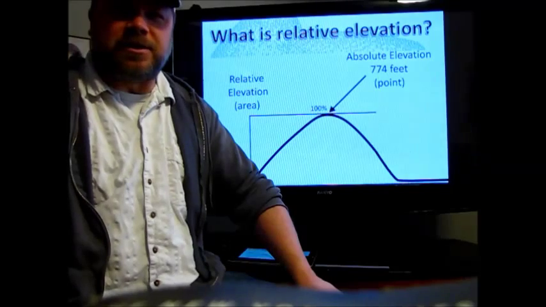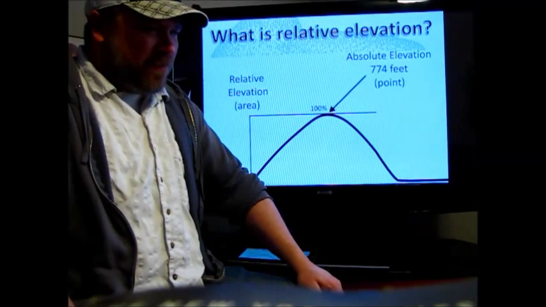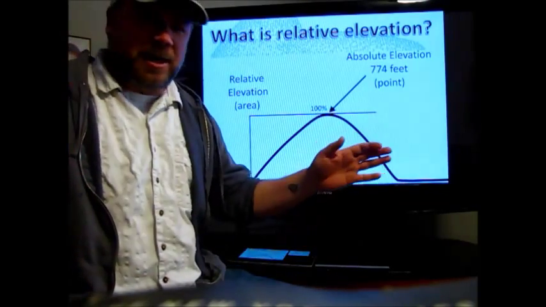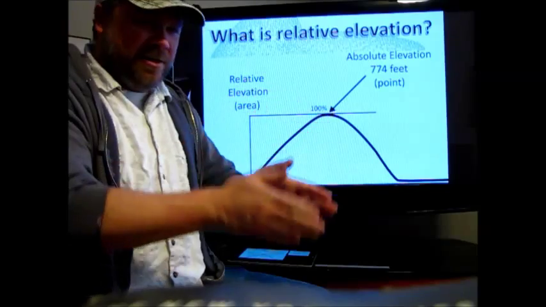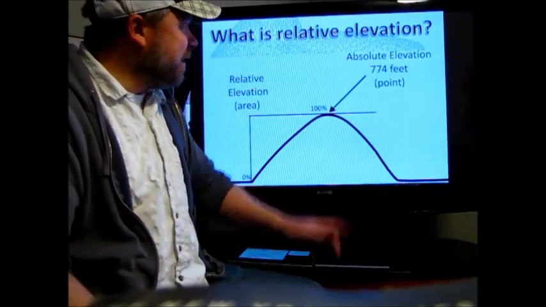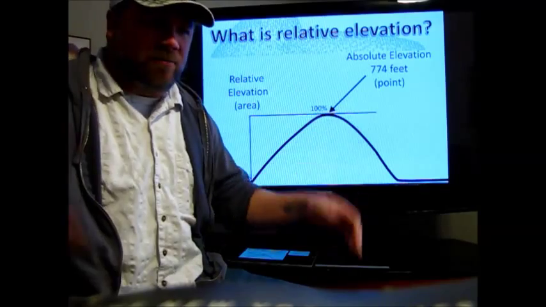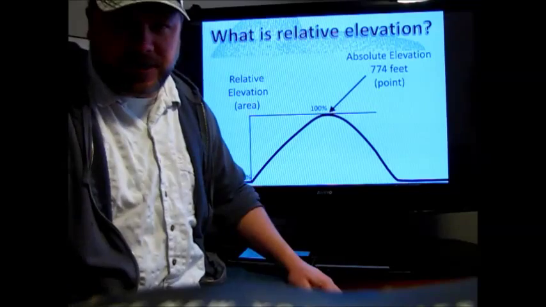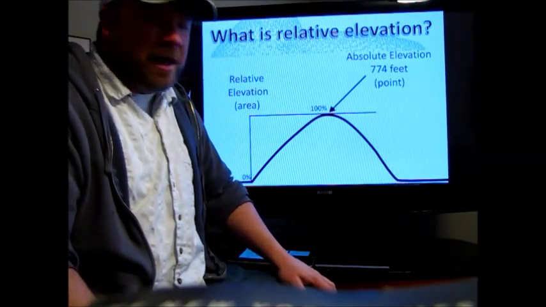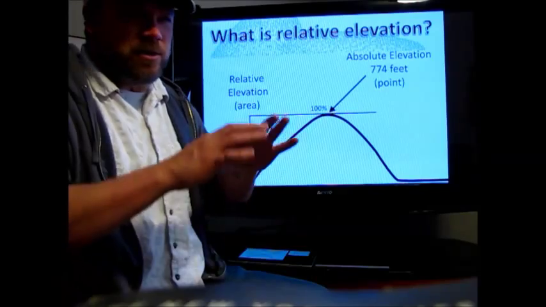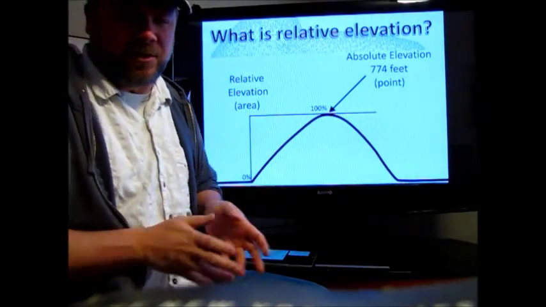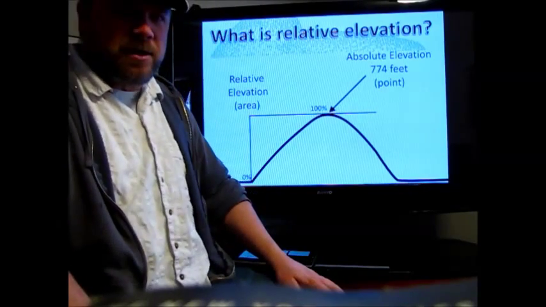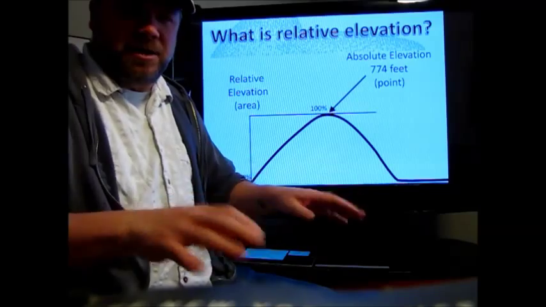So, what is relative elevation? You might compare it with absolute elevation. Let's say you go out to the top of a hill. That particular spot that you're standing in is going to have an absolute elevation. It might be something like 774 feet, usually above mean sea level. Relative elevation takes into account an area around that particular point. So it's not an absolute elevation like 774 feet. It's a relative elevation compared to the elevations around it.